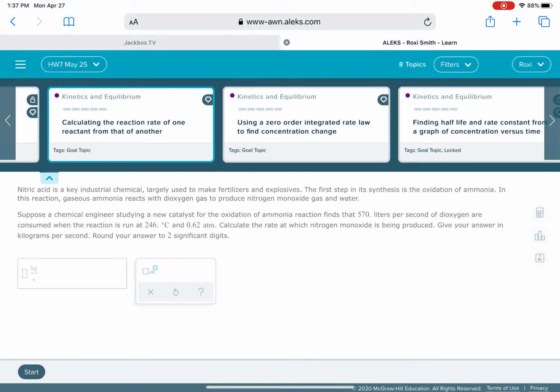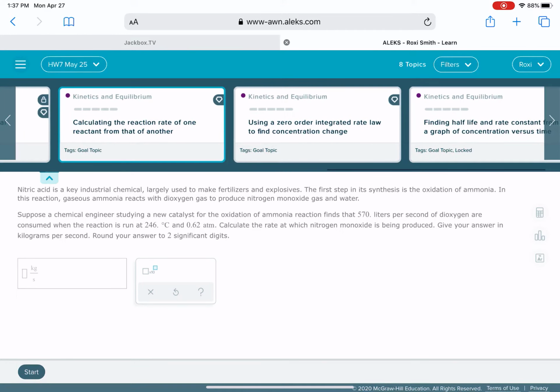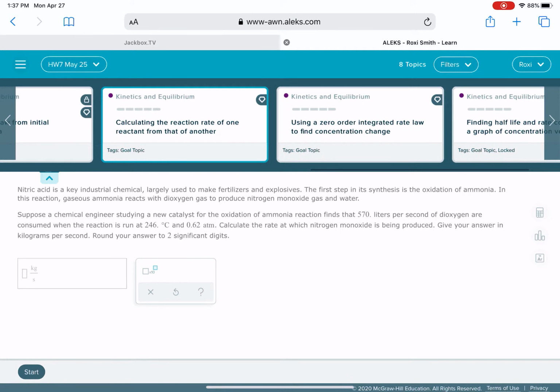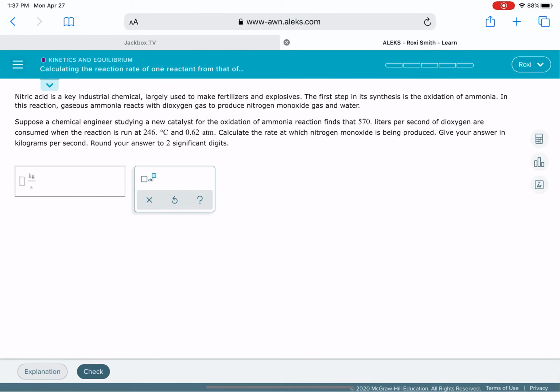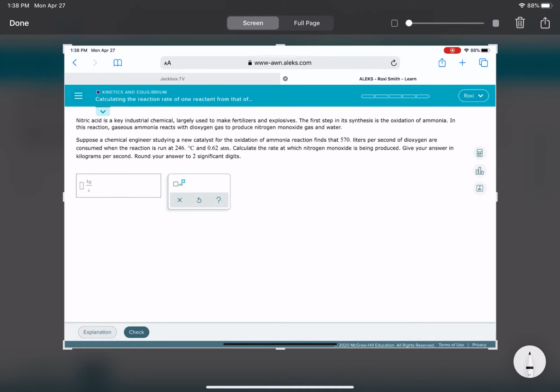We're working now on this problem, calculating the reaction rate of one reactant from that of another. And so here's a problem with a whole lot of words in it. It's describing a chemical reaction. It's giving us the rate of something in the reaction, and it's asking us to use that information to calculate the rate of something else. So let me take a screenshot and let's work on this problem together.